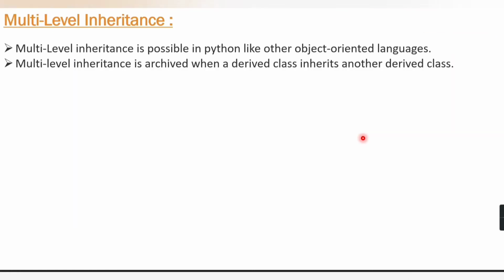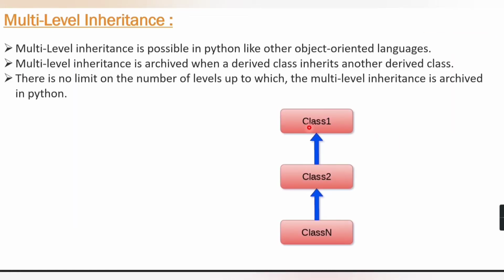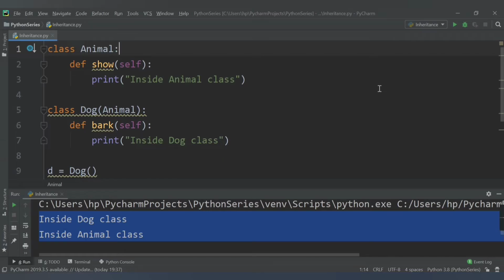So in multi-level inheritance, we can have class 1, class 2 will inherit the properties from class 1, and there will also be a class 3 which will inherit the properties from class 2, which is multi-level inheritance. So multi-level inheritance is achieved when a derived class inherits another derived class. There is no limit on the number of levels up to which multi-level inheritance can be achieved in Python.